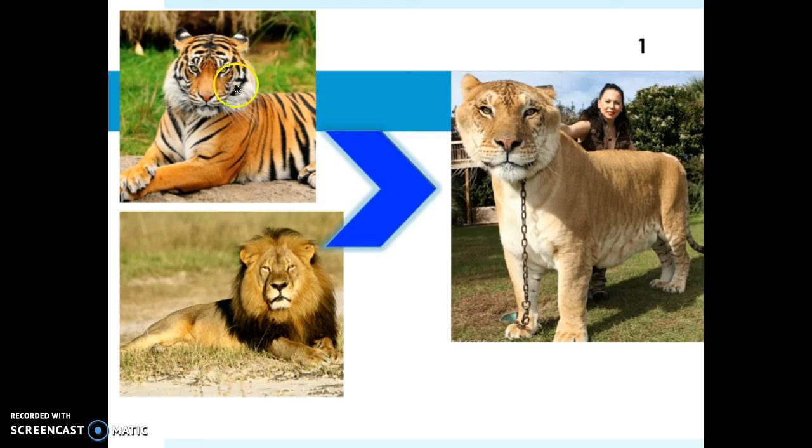However, these two are separate species. So this liger is actually sterile. It cannot reproduce. So we know that a lion and a tiger are not of the same species because even though they're reproducing an offspring, that offspring is not fertile. So in order to be defined as a species, you have to reproduce offspring that can also reproduce themselves. So organisms like this are called a hybrid. So it's a mix between two different species.